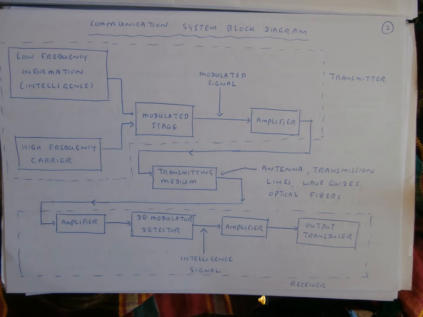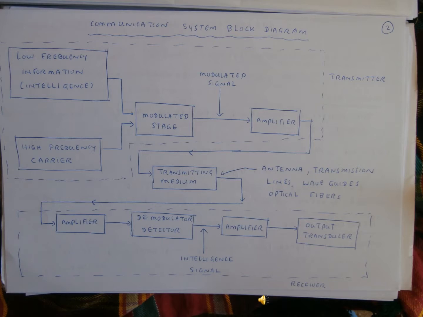This modulated signal is amplified by the amplifier. This stage is the transmitter stage. The amplified signals are transmitted over the transmission medium, which can be an antenna, transmission line, waveguide, or optical fiber. Then the signals reach the amplifier at the receiver, and the demodulator and detector eliminate the carrier signal, so only the intelligent signal comes out. This intelligent signal is amplified by the amplifier, then sent to the output transducer. That is the communication system block diagram.